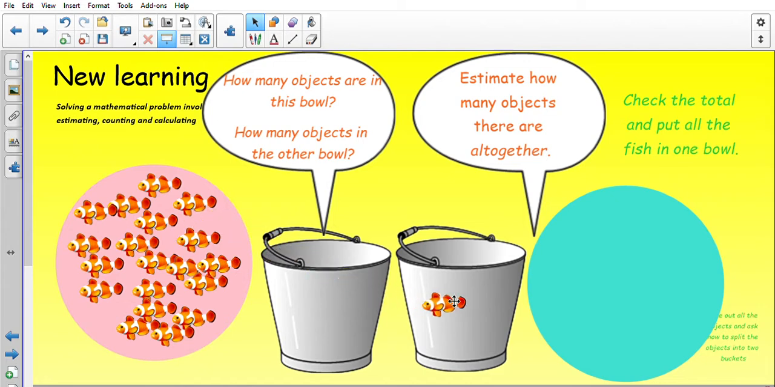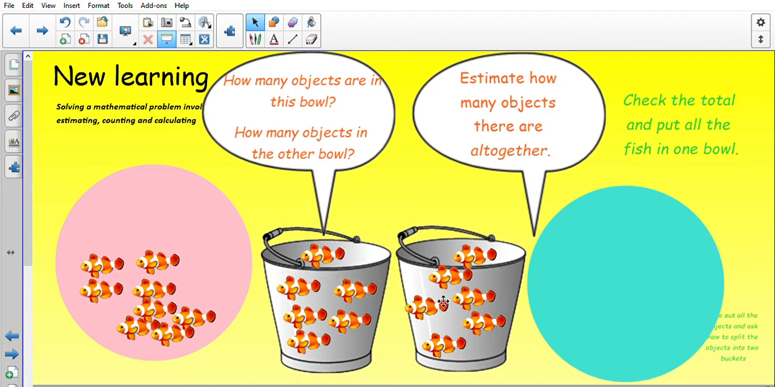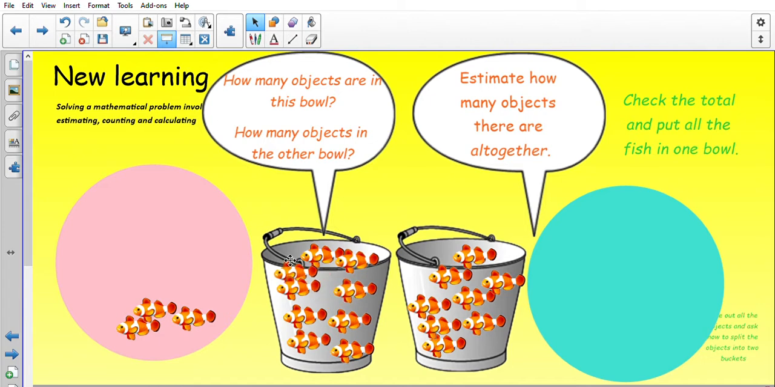So let's find out. Let's put 1 in this one. 1 and 1. 2 and 2. 3 and 3. 4 and 4. 5 and 5. 6, 6, 7, didn't want to swim, and 7, 8, 8, catch them up, don't we? 9 and 9, 10, 10, 10 in each one.